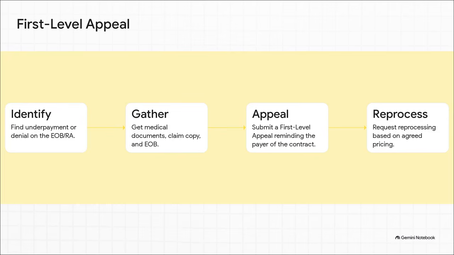When you do inevitably find a discrepancy, like an underpayment, your first line of defense is what's called a first-level appeal. Honestly, this is usually just a formal reminder to the payer that their software missed a specific contract rule or maybe a negotiated carve-out. To do this, you just package up the EOB, a copy of the original claim, and the supporting medical records, and you submit the whole shebang to request reprocessing based on your actually agreed-upon pricing.